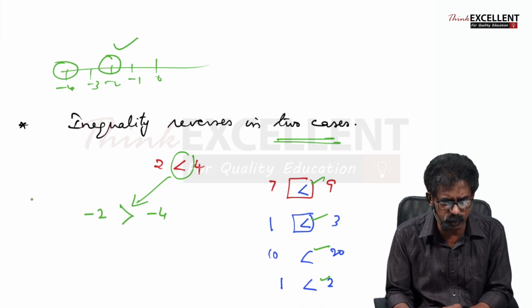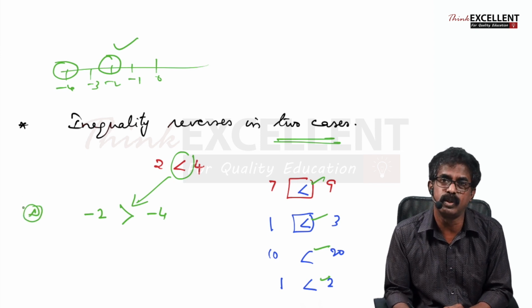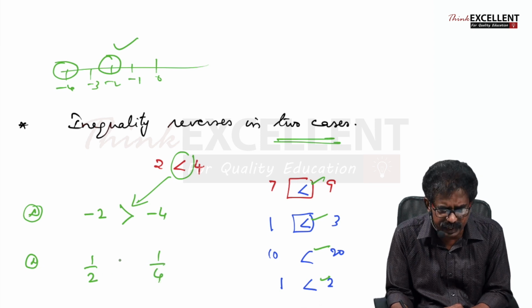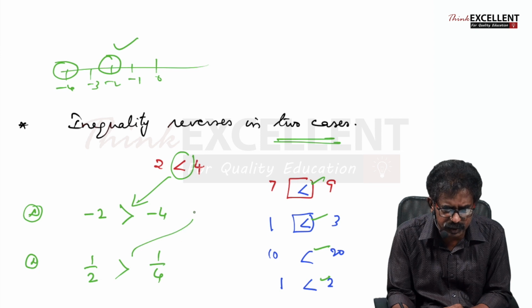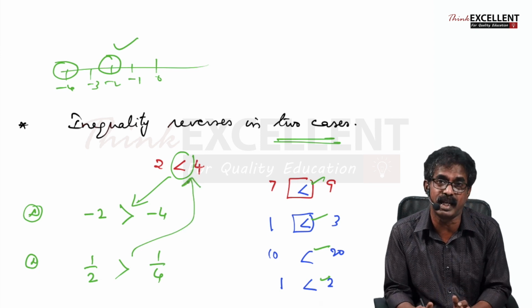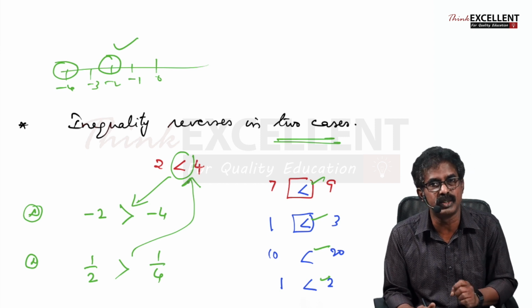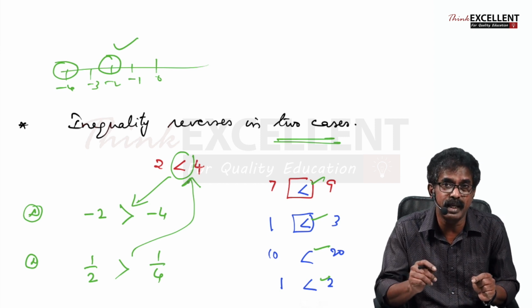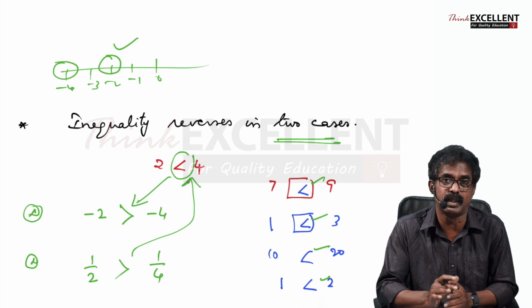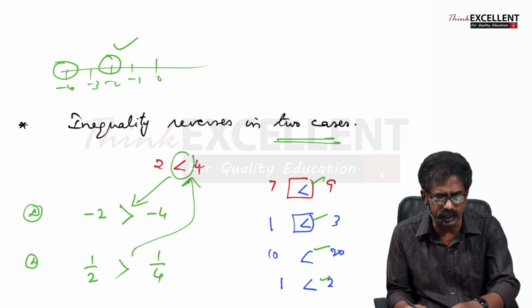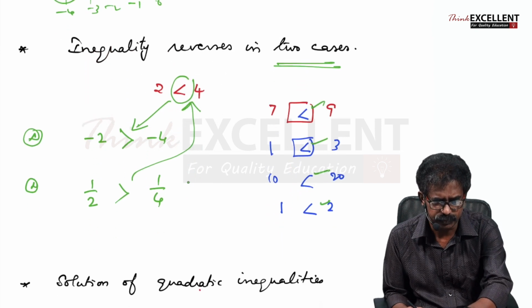And in one more case, the inequality reverses. You take the reciprocal. 2's reciprocal is 1 by 2. 4's reciprocal is 1 by 4. Half, quarter. Half is greater, right? Half is greater than quarter. Here also you see the inequality reverses. Less than becomes greater. In these 2 cases, the inequality reverses. Okay, so which 2 cases? When you multiply or divide by a negative number, the inequality reverses. And one more case, when you take the reciprocal, the inequality also reverses.